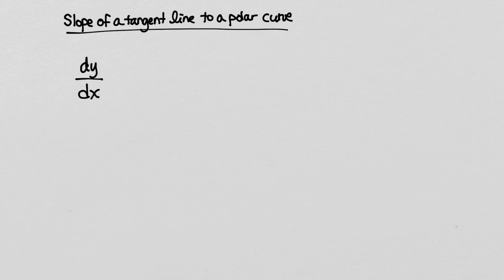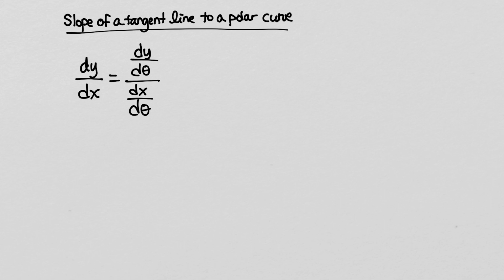Y'all with me? So for polar curves, stay with me. John, what do you think? What's our parameter with a polar curve? Not t, theta. So how do you think we take dy dx? We take dy d theta over dx d theta.